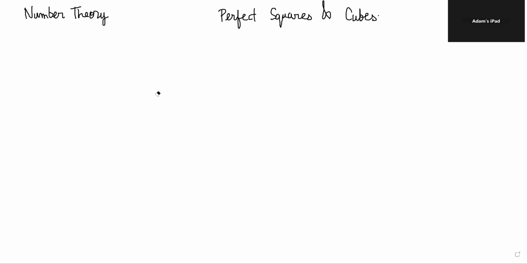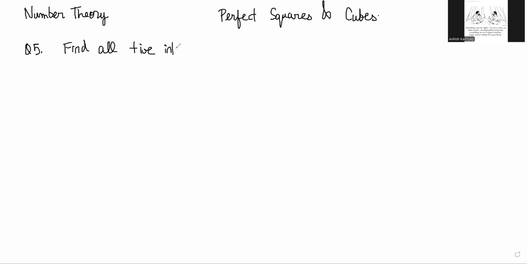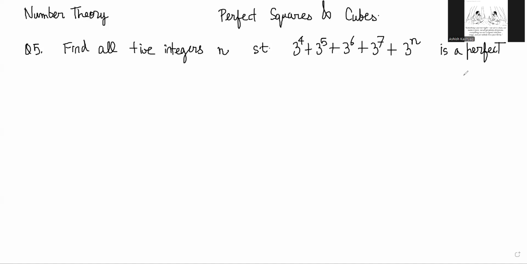Fifth one onwards, we have to discuss. So question 5 says, find all positive integers n such that 3 power 4 plus 3 power 5 plus 3 power n is a perfect square. Any ideas for this?